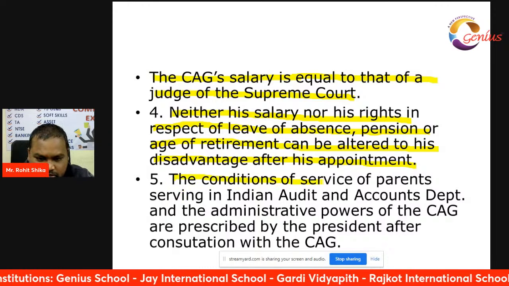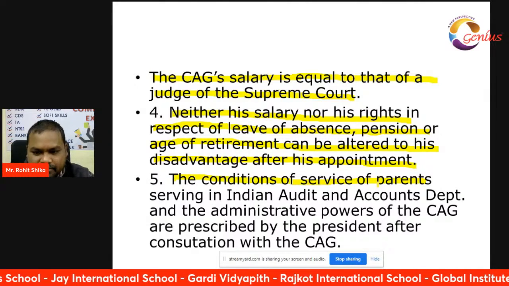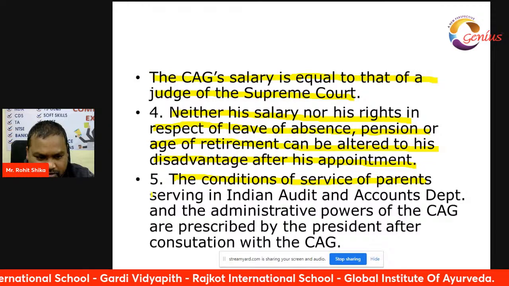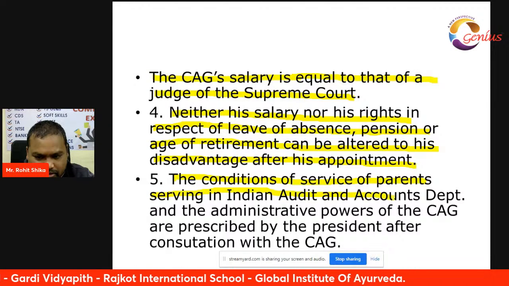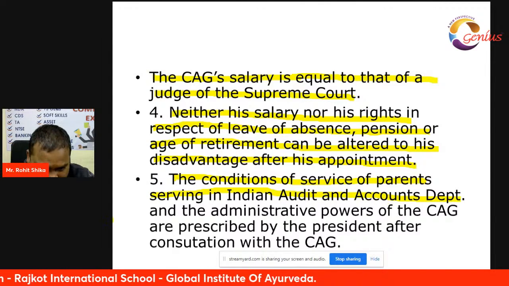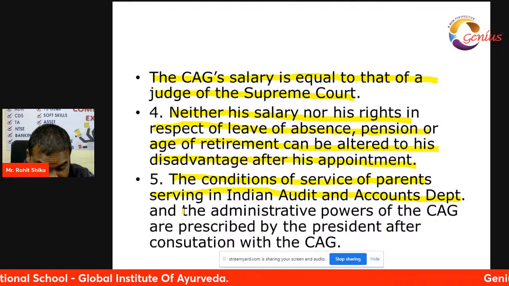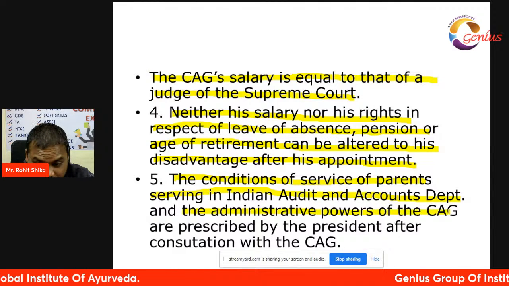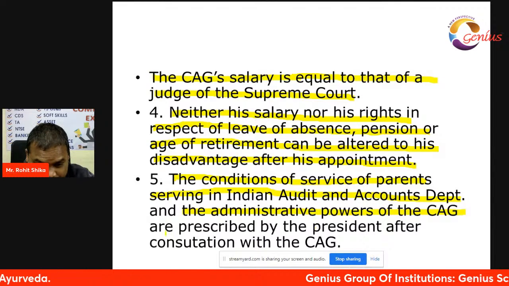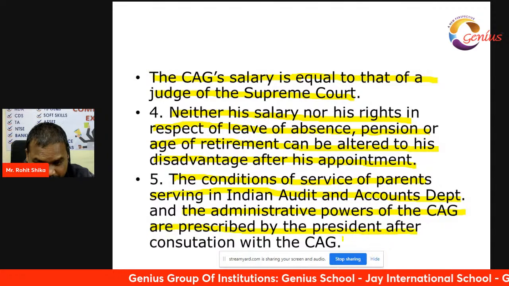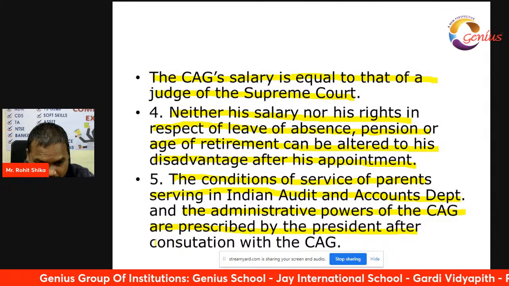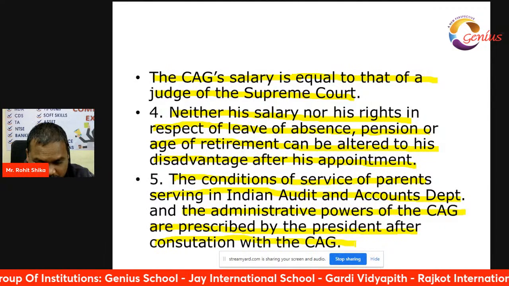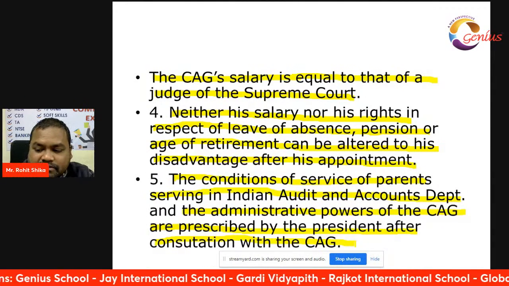The conditions of service of persons serving in the Indian Audit and Accounts Department, and the administrative powers of the Comptroller and Auditor General, are prescribed by the President after consultation with the Comptroller and Auditor General.